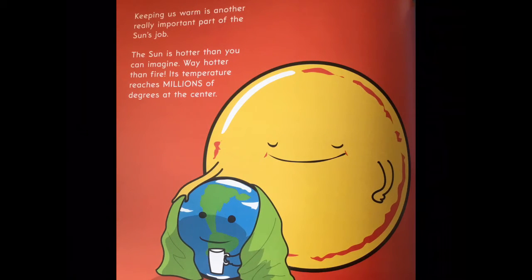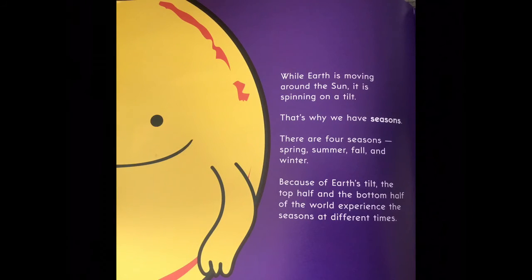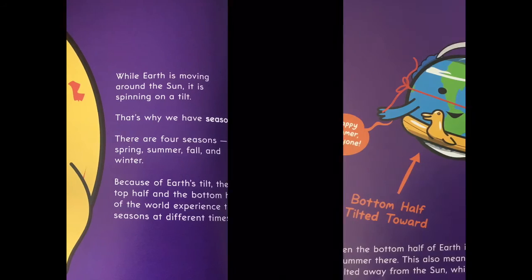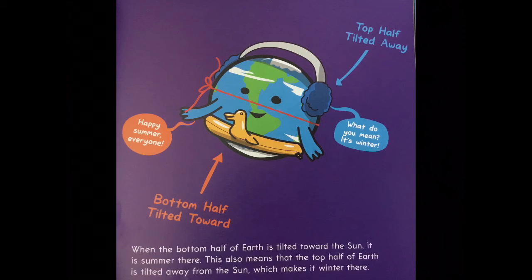Keeping us warm is another really important part of the sun's job. The sun is hotter than you can imagine, way hotter than fire. Its temperature reaches millions of degrees in the center. While Earth is moving around the sun, it is spinning on a tilt. That is why we have seasons. There are 4 seasons: spring, summer, fall, and winter. Because of Earth's tilt, the top half and bottom half of the world experience seasons at different times.